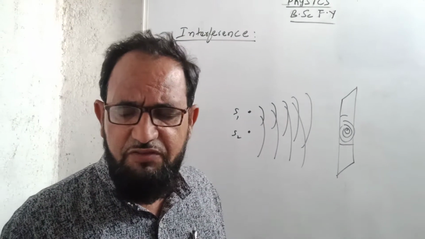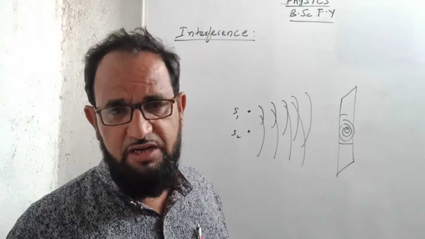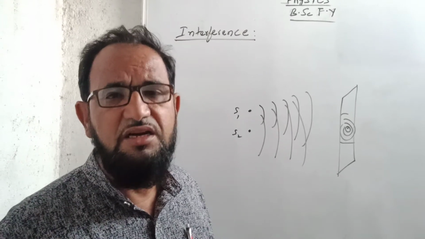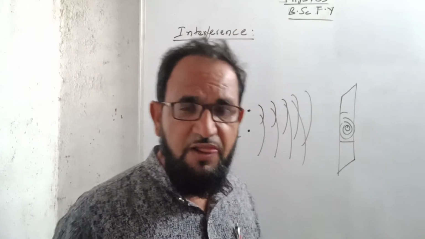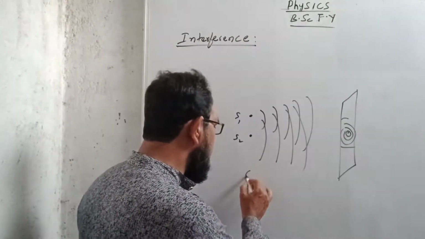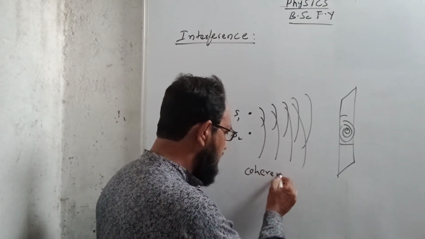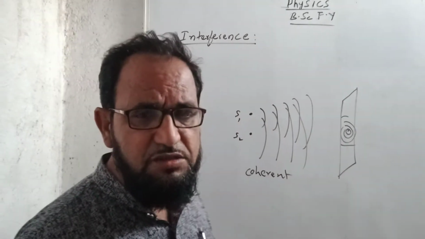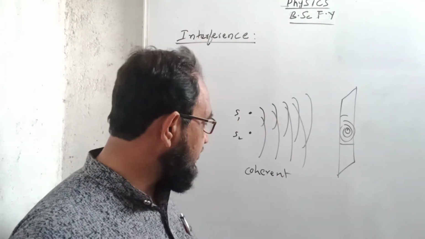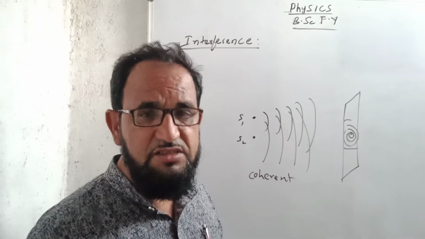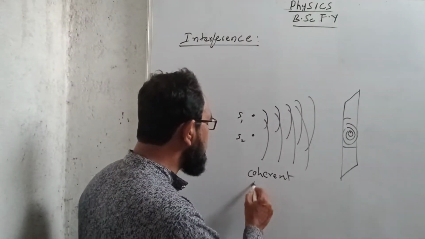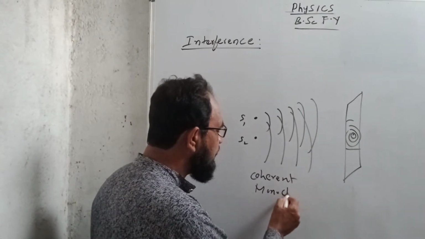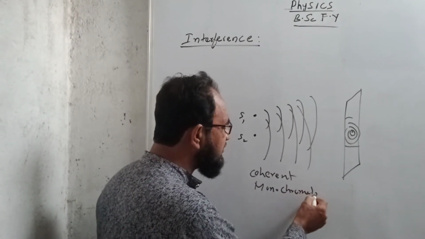So for interference we require two sources of light, but there are certain conditions to be fulfilled for getting the interference of light. The two sources should be coherent. Coherent means similar in all respects: their phase difference should be constant, and their amplitudes and intensity should be the same. Two sources should be monochromatic, which means they have the same wavelength.